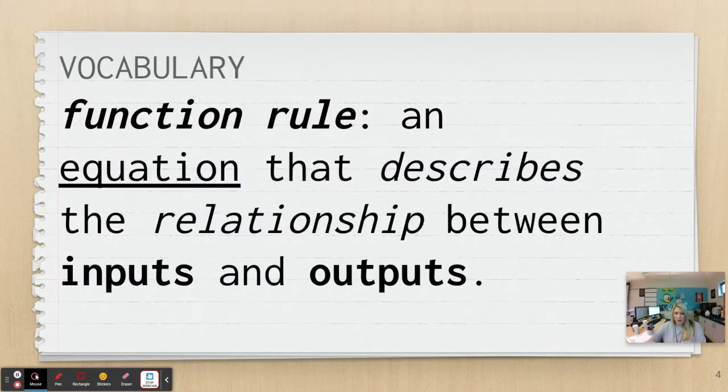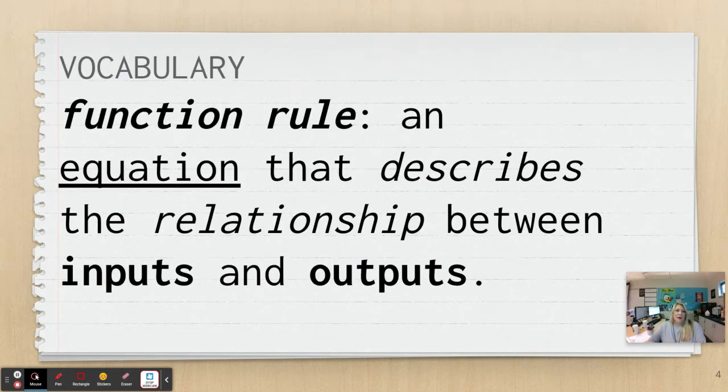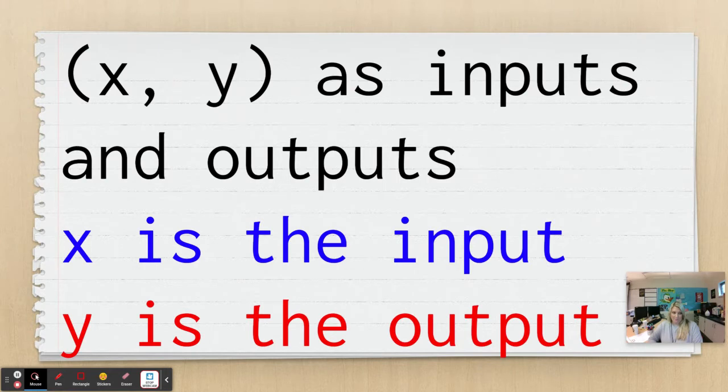Remember that X and Y are our inputs and our outputs. X is the input value. Y is the output value. All right, so new vocabulary, function rule. An equation that describes the relationship between inputs and outputs. That just means the function rule is the equation. It's what's going to happen to our input and output value.